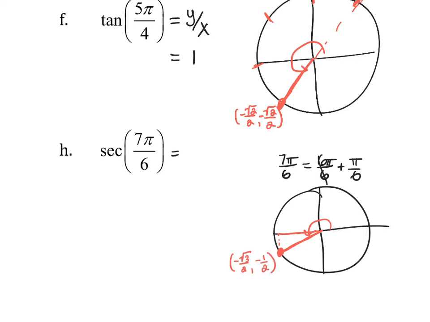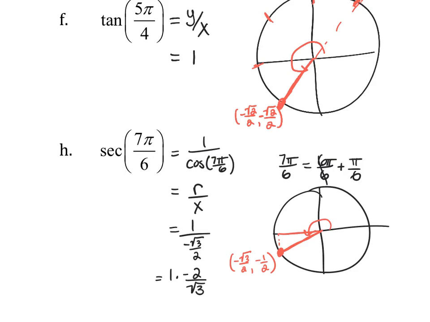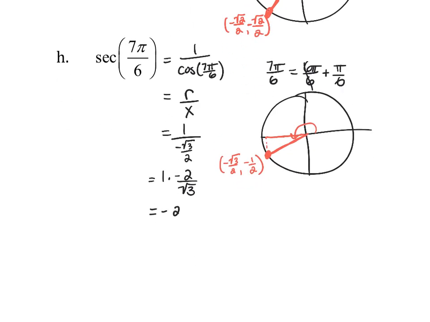Secant is the reciprocal of cosine. So you could think of this as being 1 over the cosine of 7 pi over 6. Or it's the r value over the x value. We're on the unit circle, so it's 1 over negative root 3 over 2. I'm going to invert and multiply, so keep the 1, multiply by the reciprocal, and then I need to rationalize. So negative 2 root 3 over 3. I can always tell if I have a root in the denominator and I rationalize, whatever the radicand of the root was will end up being my denominator, and I'll move a root up to the numerator.